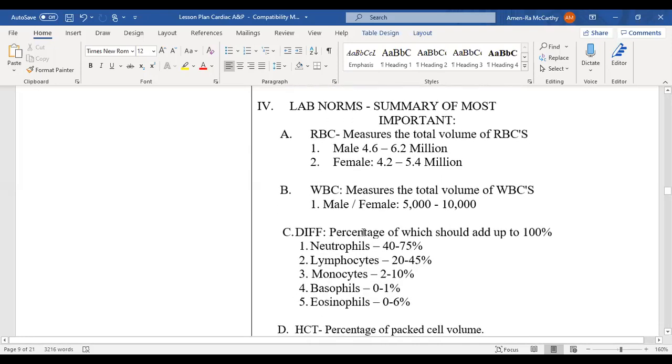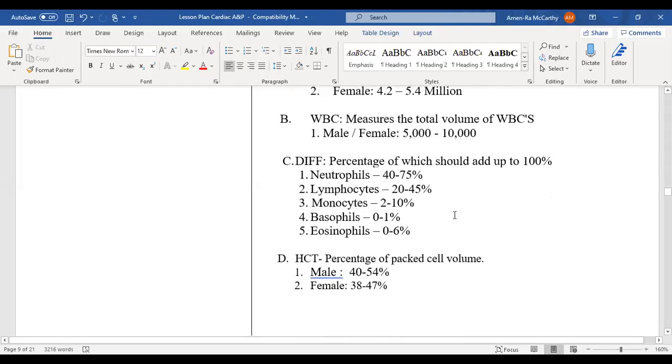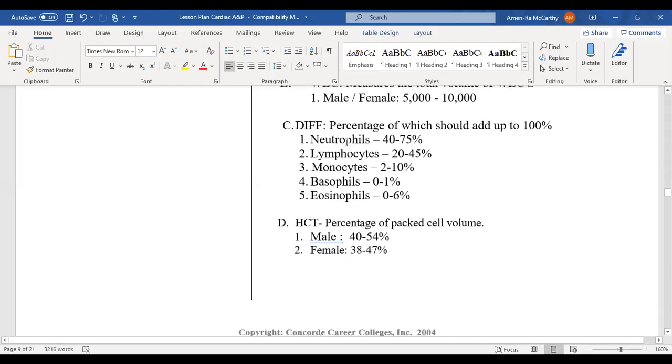All right? Some of our laboratory numbers. We said we have 4.2 to 6.2 million red blood cells. We already covered that. We already said the white blood count is 5 to 10,000. If you want to go back and look at the actual individual cells of the leukocytes, then you can say neutrophils was 40 to 75%, lymphocytes are 20 to 45, and so on. Okay, I don't ask you questions like that.